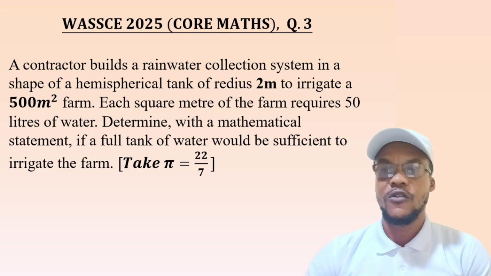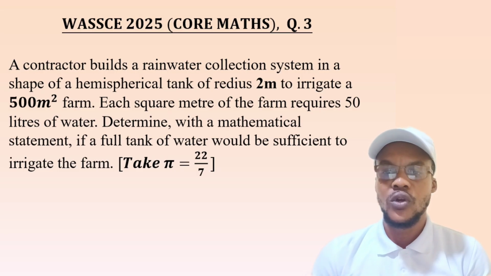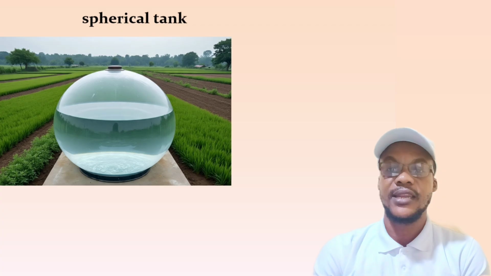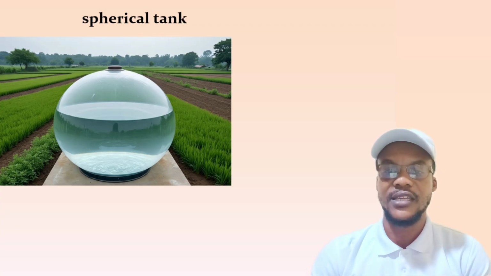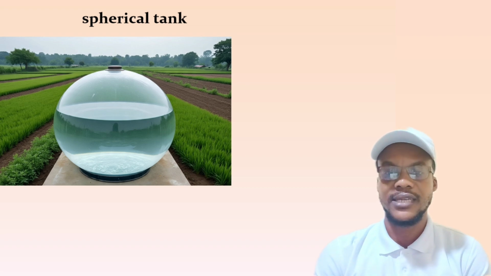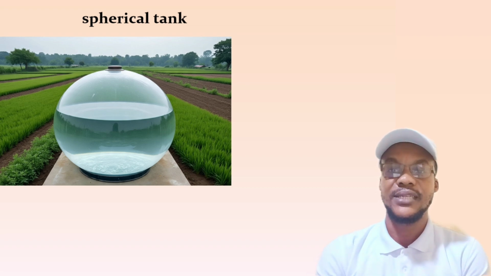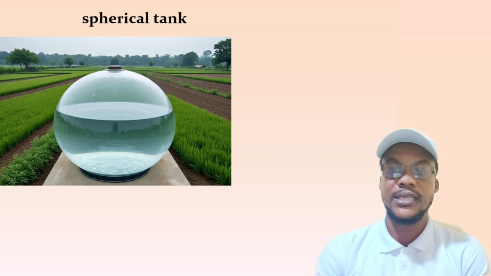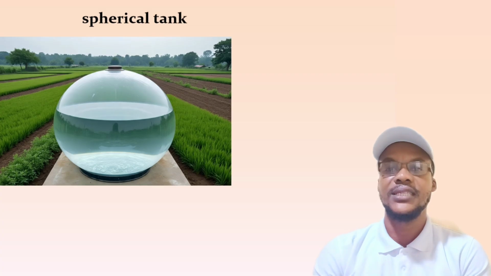For this question, you need to know what a hemisphere is, and what a sphere is. When we talk of a sphere, you can see this nice picture here. A sphere is in this form, a circular form. This is a spherical tank. Let's take this picture as based on the question.